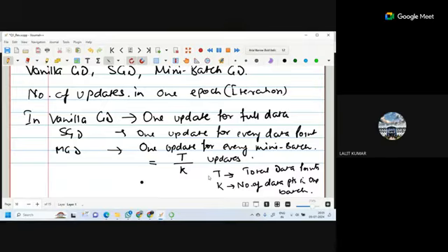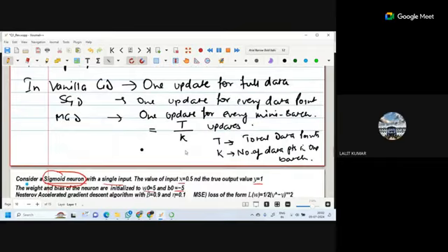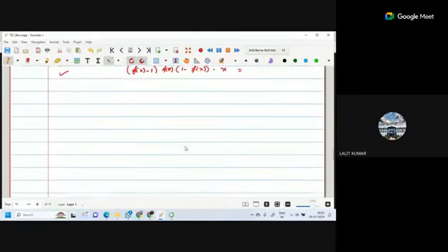Easy to remember. There have been questions in the graded assignments on this, and when you approach the quiz paper, please read between the lines what has been asked, because in one question they might be combining one or two more concepts. So remember the concepts only. This I covered. Any question on the number of updates in vanilla gradient descent, stochastic gradient descent, and mini batch gradient descent? So this question I have covered.